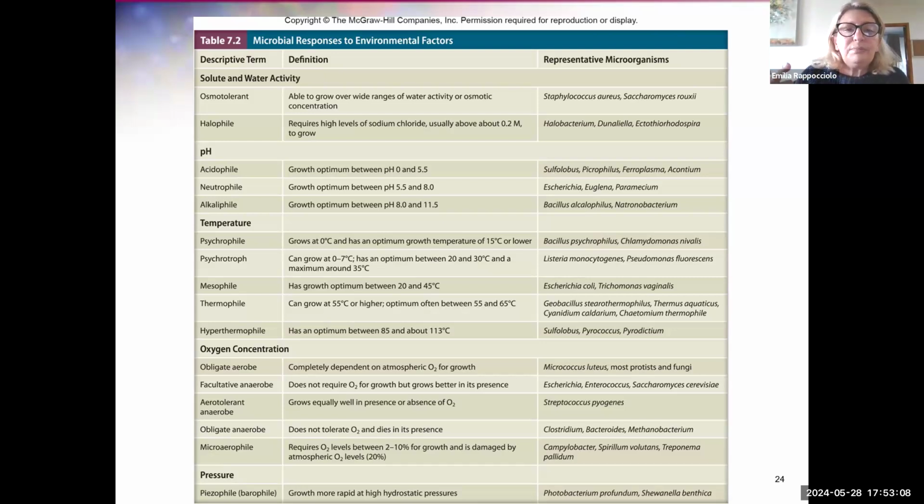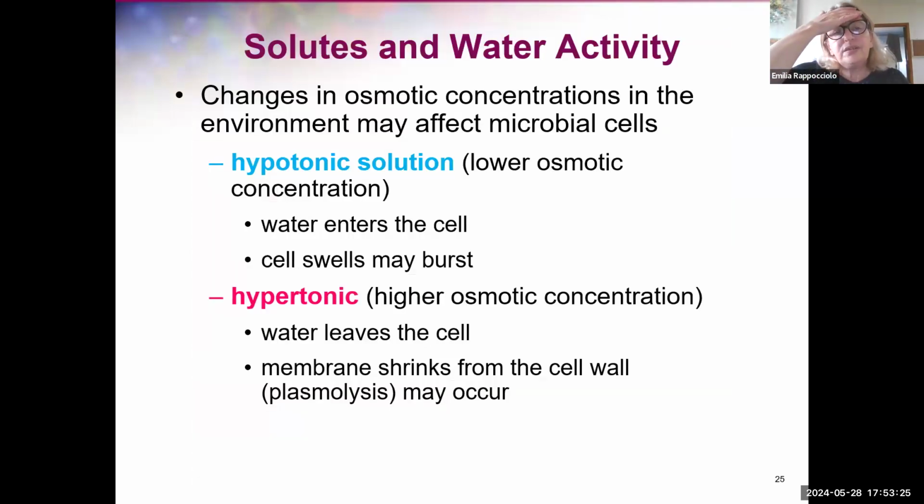So water activity, pH, temperature, oxygen concentration. Also, there are some cells that require oxygen for growth, others that are killed by oxygen. So there are aerobic and anaerobic cells, and pressure. We're going to talk about all these. We start with solute and water activity.